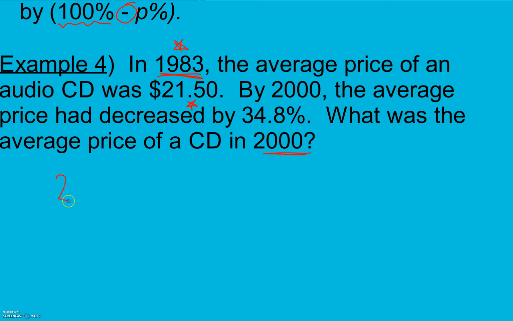So we're going to take our original amount, $21.50, times the whole part of that original, which is 100%. And since it decreased here, we're going to subtract our percent change, 34.8%, and find the amount that we still have. So if we used to have 100% and now we don't have 34.8% of that, we're looking at 65.2%.